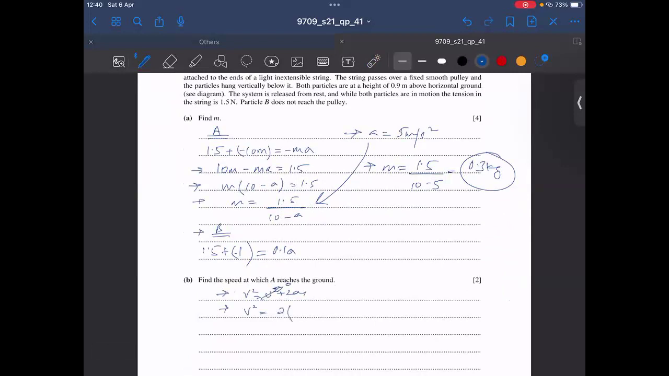The acceleration of A is directed downwards, so minus 5 into minus 0.9. V square is going to be 10 into 0.9, which is 9, and V is going to be equal to 3 meter per second. Is it clear to all of you or not? Yes, sir.